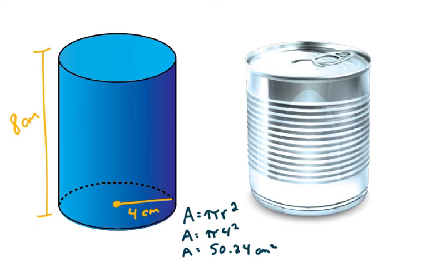Pause the video now, multiply this number by 8, and then press play when you're ready to check. You should have gotten 401.92 centimeters cubed. You want to make sure that you're using cubed because this is a 3D shape, so I use a little 3. If you got this number, congratulations, you just found the volume of a cylinder.